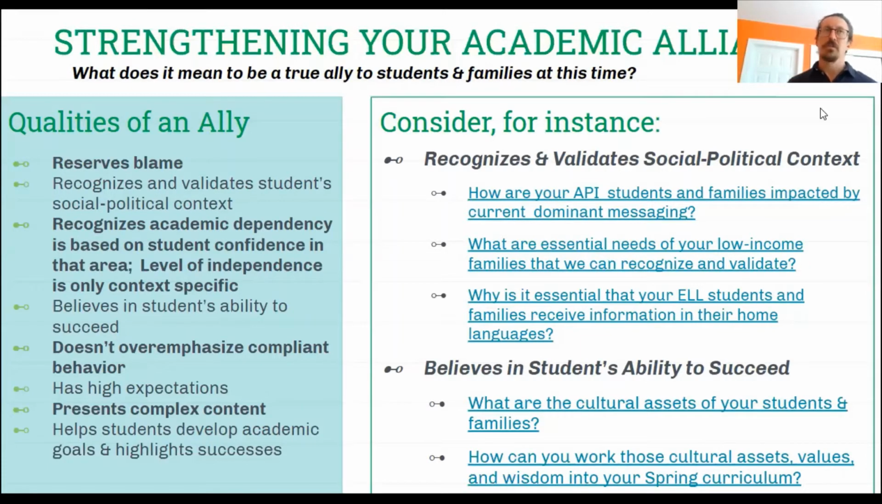There are some nice resources there if you have some space and you want to do some further digging around socio-political context for groups of our students. That first one there, incidentally, says, how are your API, that's Asian Pacific Islander students. The second one that we wanted to presence was believing in students' ability to succeed. I saw somebody point that one out as well. And there are a couple of resources there linking to the cultural assets of your students. So this is meant to be a space for you to explore further, or if you do choose to share with your peers, for your peers to explore further around how they can create that academic alliance, how they can be an academic ally.